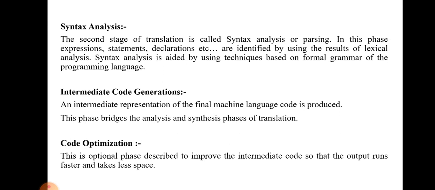The fifth phase is code optimization. Code optimization is mainly used to improve the quality of the source code. Only then can we get efficient target code. For that purpose, the optimization concept is used.